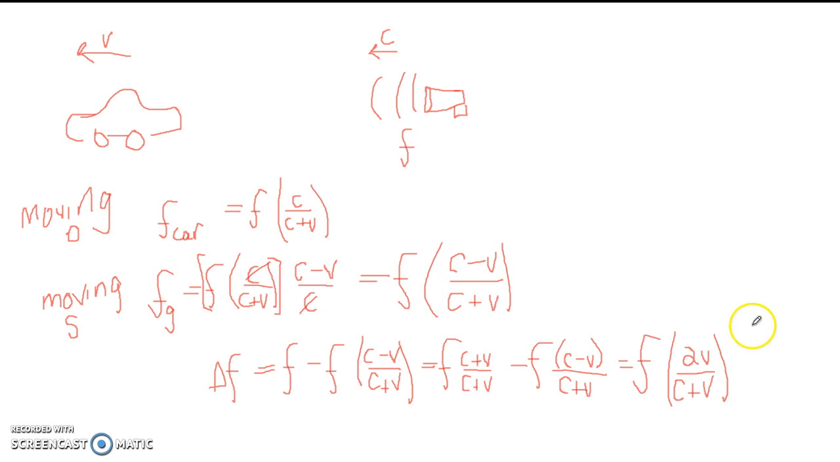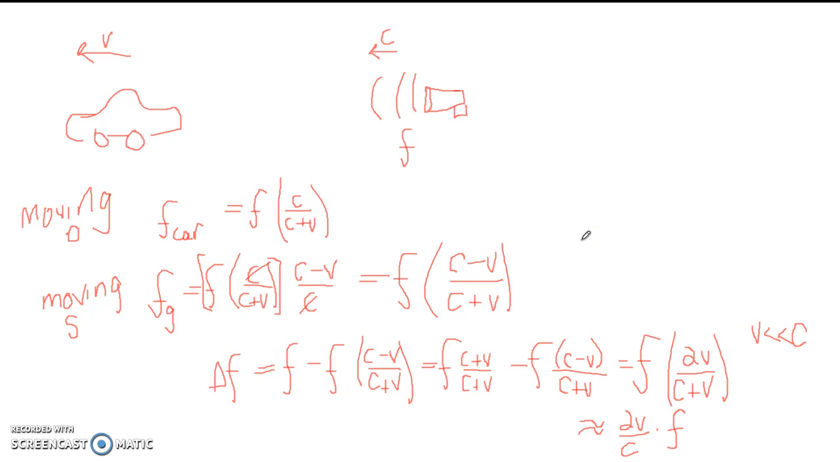So now we make the assumption that v is a lot smaller than c. And when we do that, then c plus v is practically c on the bottom. So this is approximately equal to 2v over c times the original frequency of the Doppler gun F. And that again is the shift.